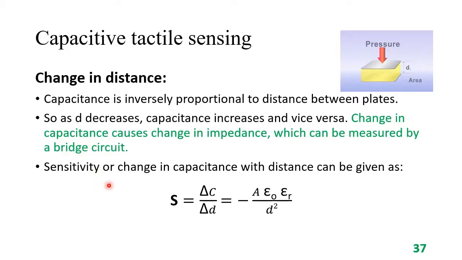Sensitivity, or change in capacitance with respect to distance, can be given as S equals delta C over delta D, which is equal to minus A epsilon naught epsilon r over d square. This equation is obtained by taking the derivative of the capacitor equation with respect to d.